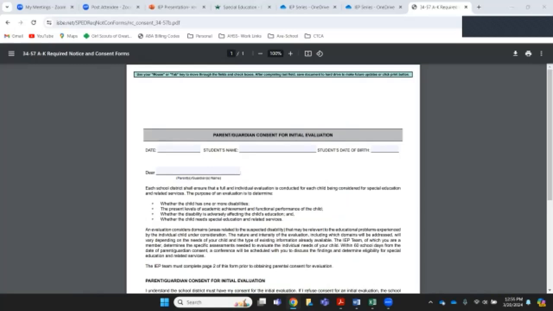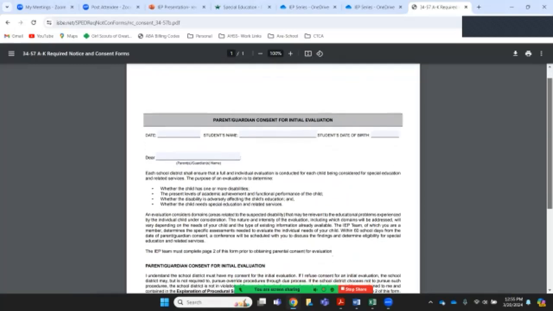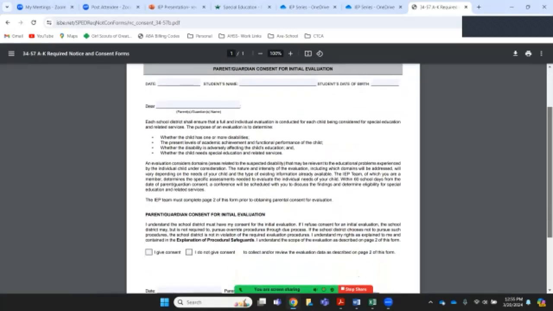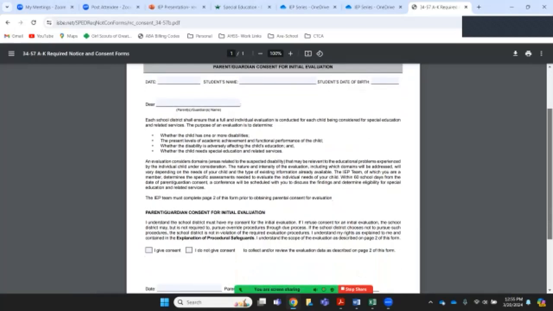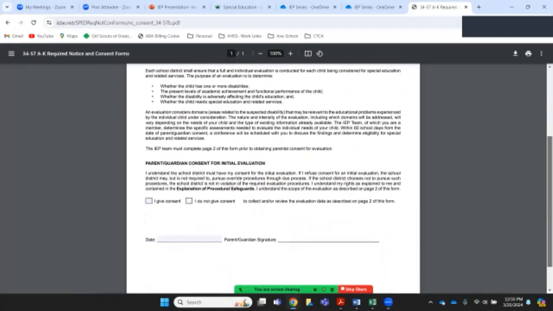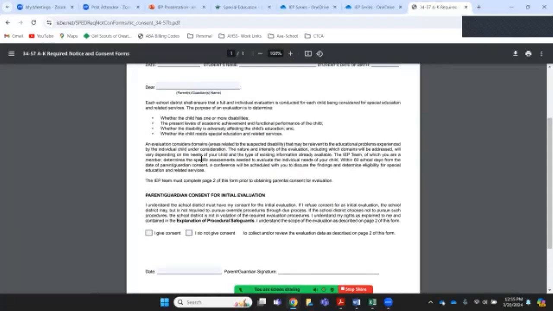Okay, so this is an initial evaluation. It indicates the date, the student's name, date of birth, and parent's name, and you're consenting. Yes, I give consent, or I do not give consent, to collect and or review evaluation data as described on page 2 of this form. And then there's a second page that goes into what exactly is found with the evaluation process. But this is just a formal page that they need to have signed by you, indicating that yes, we can move forward with the initial evaluation process.